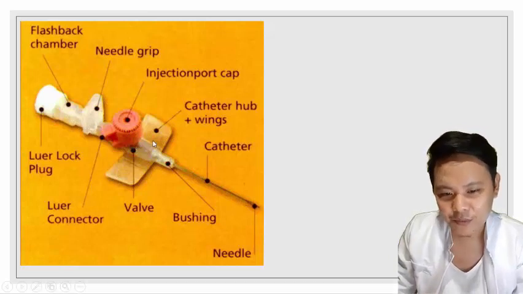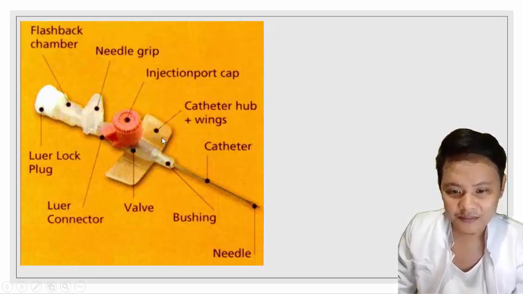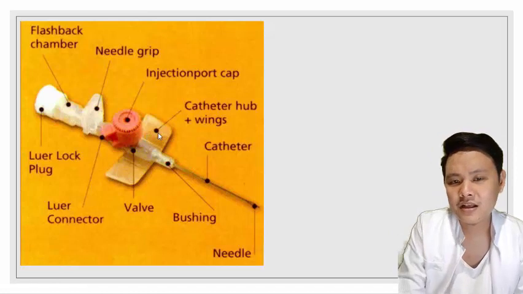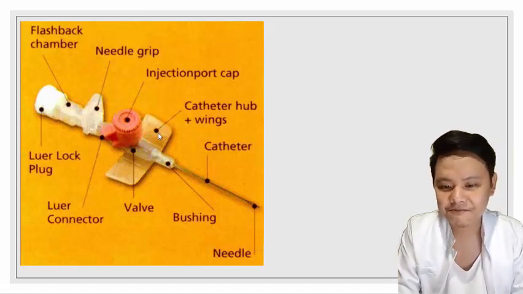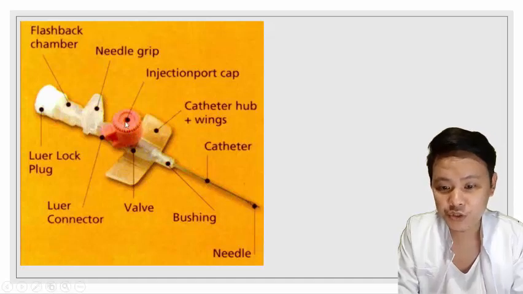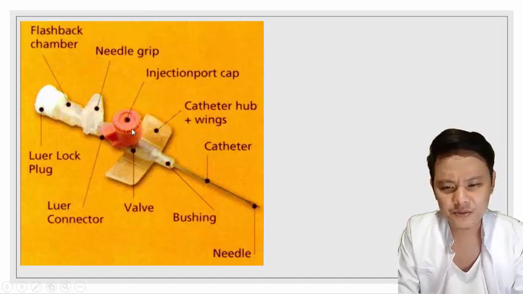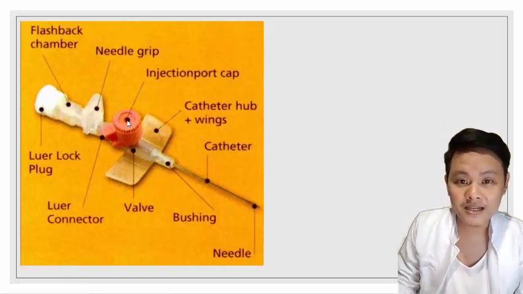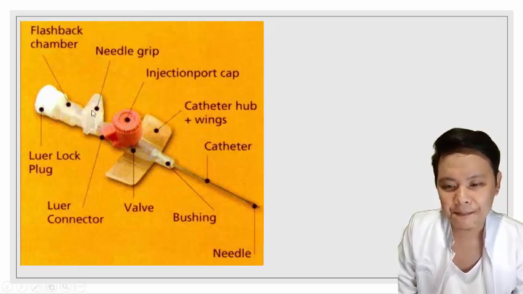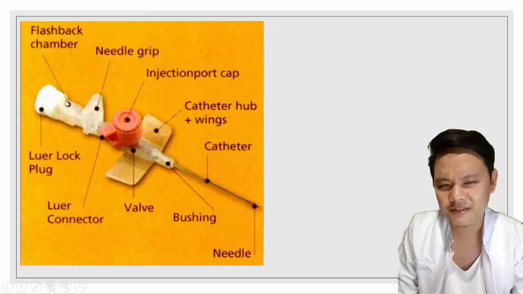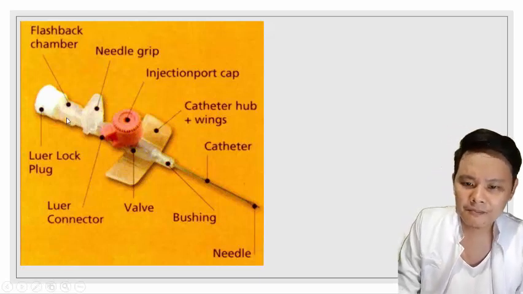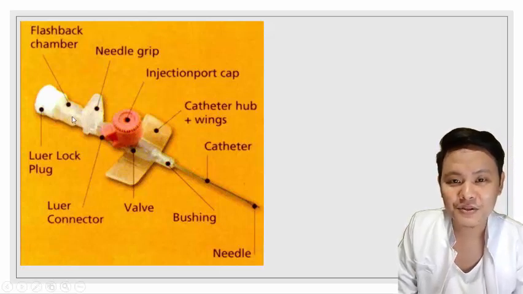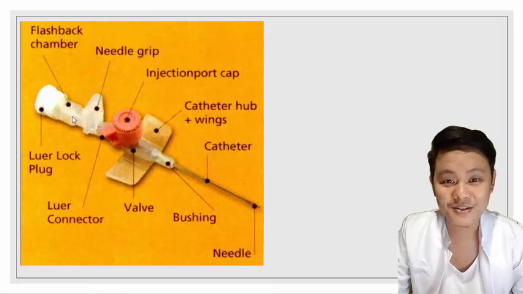So, here we have the valve. We have the catheter hub plus wings. Dito ina-attach natin yung micropore natin para sa ganon, mas stable yung IV natin. We have the injection port cap. Dito, pwede tayo magbigay ng gamot, pero I rarely use this one. Hindi ko rin pinapadaan yung gamot. For some reasons, you can ask that in our consultation. We have the needle grip. Then, the flashback chamber. Pagka nakita mo na nagkaroon na ng red dito, that means meron ng blood. So, kapag nagkaroon na ng blood dito, it means pasok ka na doon sa may ugat.